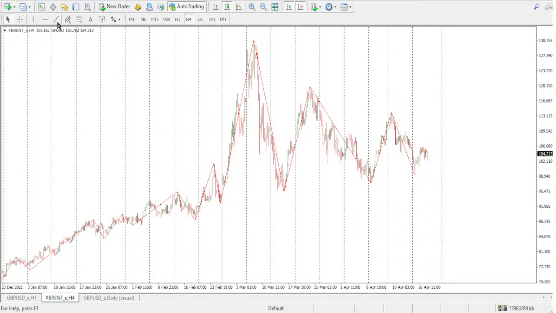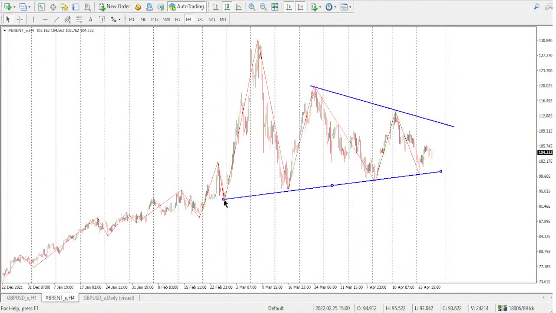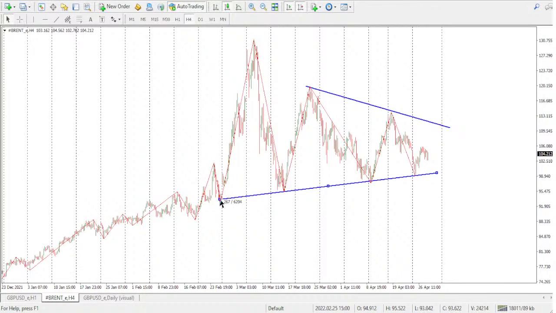So the first thing I see is this. The first line I see is this one, and then the next one I see is this one. So we have a good support. We had a support here, we had a support here in the past. It was nearly a support. We had a support, and then we had a support here.